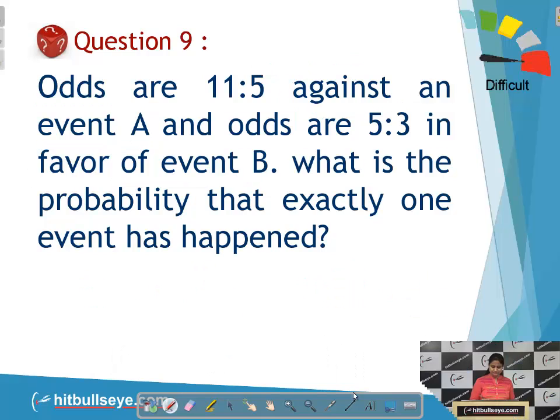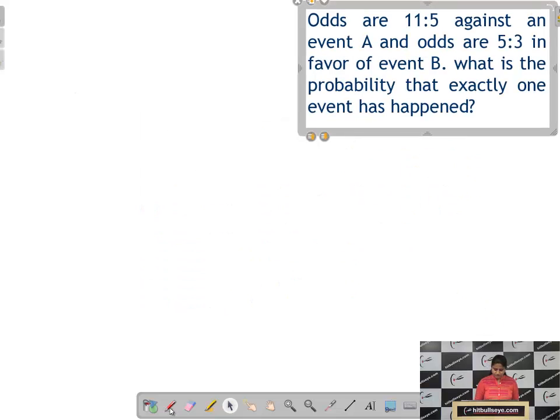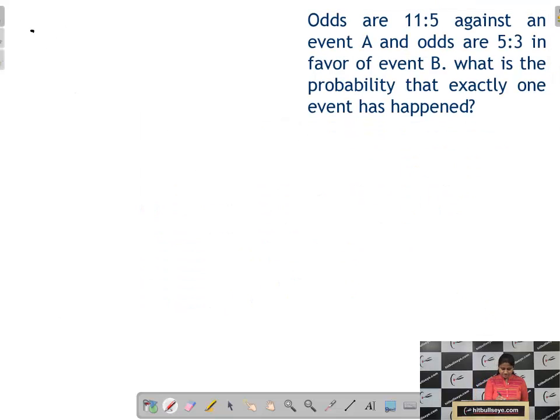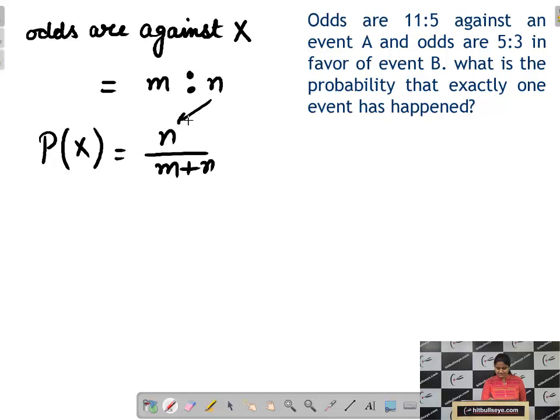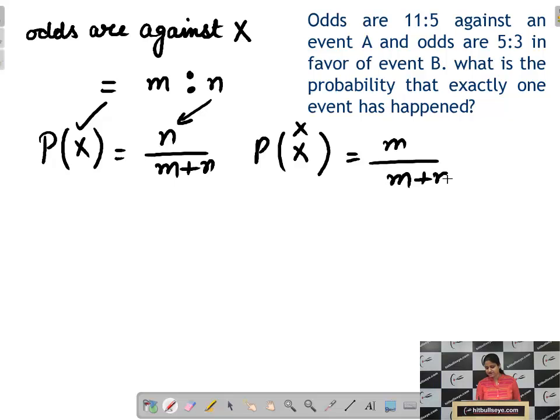So we can see that whenever you have this kind of language, odds are against, say, event X, say this is equal to m:n, what is the probability of happening of X? It will be n upon m plus n. You will take this thing here. What is the probability of not happening of X? It will be m upon m plus n, because the word against is used.